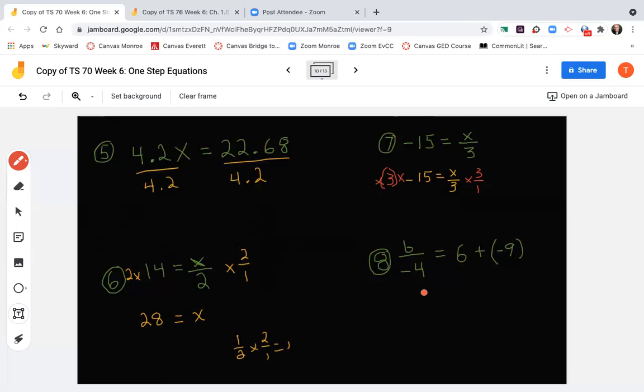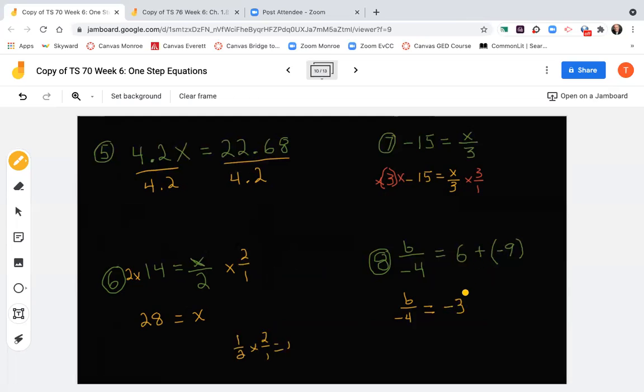Okay. 8 is b over negative 4 equals 6 plus negative 9. I would just simplify the equation to make my life a little bit easier. I'd just rewrite it as b over negative 4 equals, and then I'm going to do the math here. 6 plus negative 9 equals negative 3. Okay.